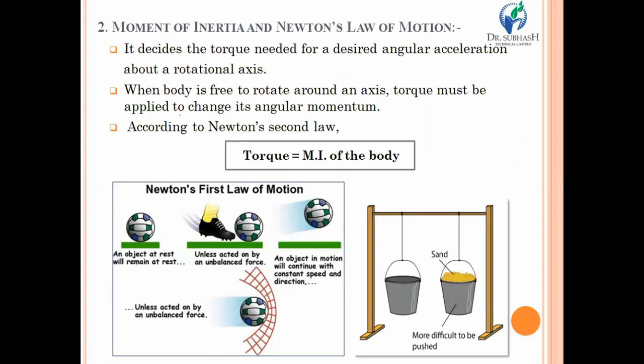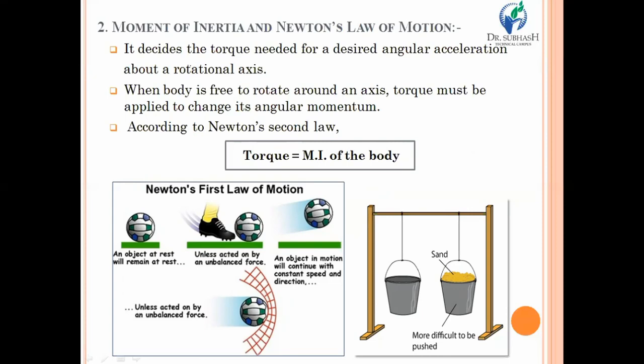Now, topic number 2, that is moment of inertia and Newton's law of motion. That means it represents the relation between Newton's law of motion and moment of inertia. Actually, as per Newton's law, whenever any body is either in static condition or moving, and you require to change its angular or linear position, you have to apply some external force, and then its angular or linear position can be changed.